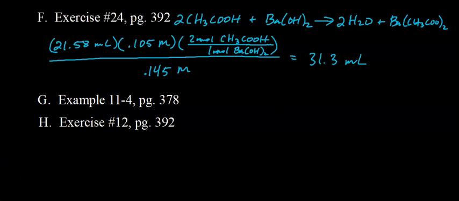All right, pause and go to 378. All right, take a look at 11.4 at the top. It says if 100 milliliters of 1 molar sulfuric acid solution is mixed with 200 milliliters of 1 molar potassium hydroxide, what salt is produced and what is its molarity?